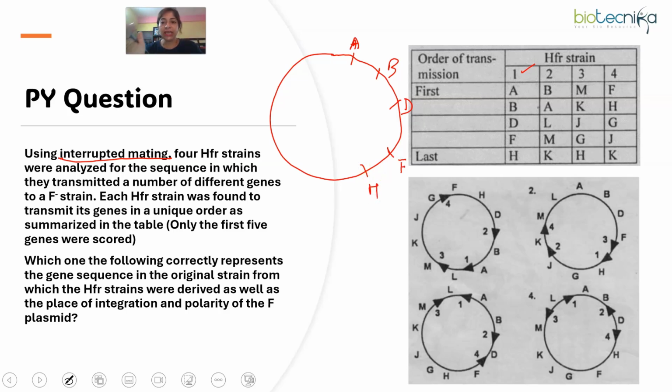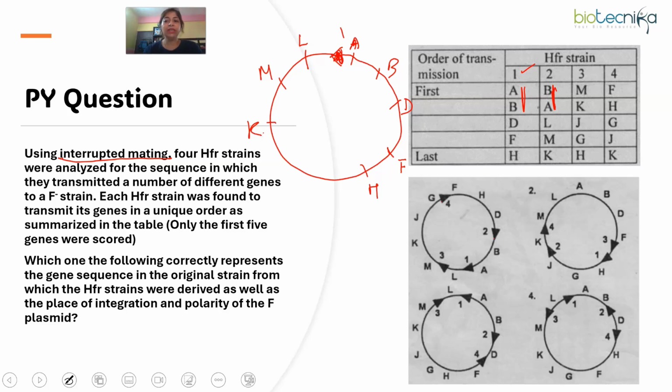Because A is going first followed by B, that means the integration site, here you see the arrowheads are mentioned, is the integration site of the F plasmid, so that also we have to represent. So it has to come here for 1. Now what about for 2? 2 is BAL. Now we have to look for the overlaps. If BA is on this side, that means LMK will be the other side of B.